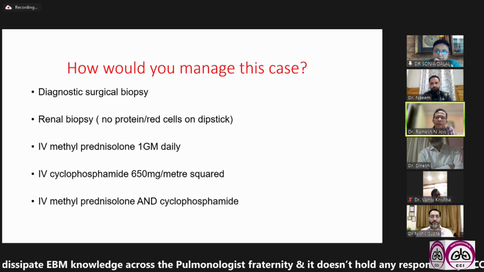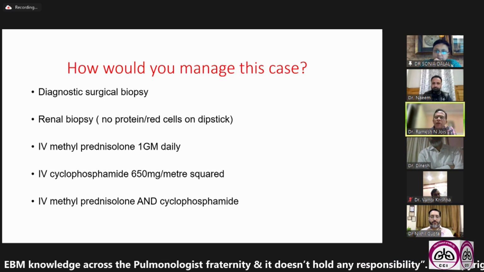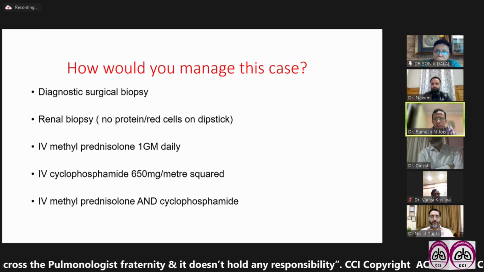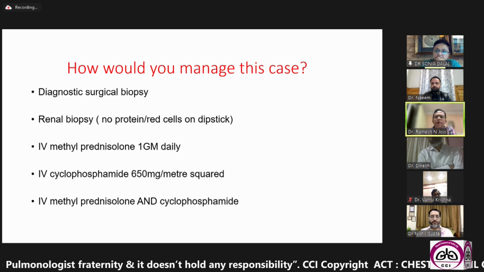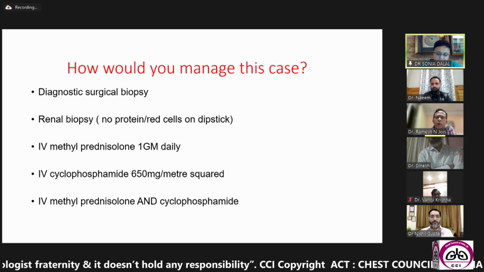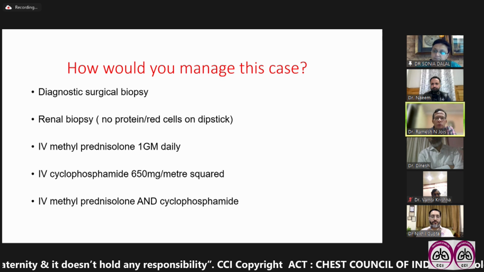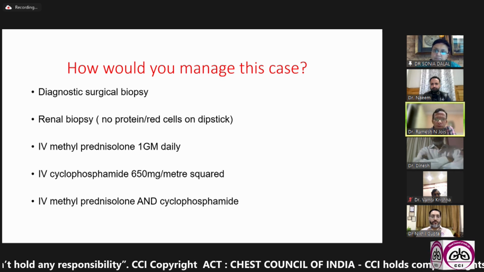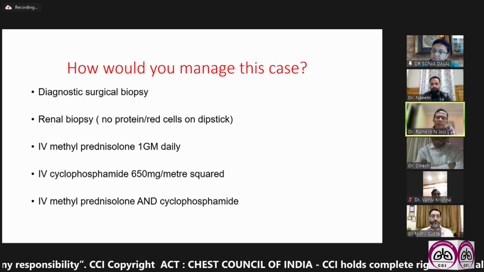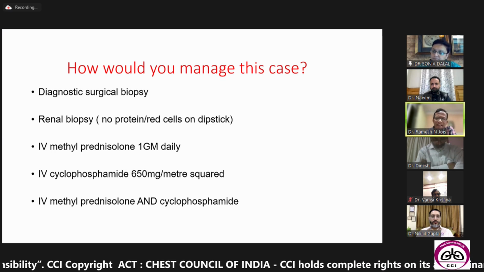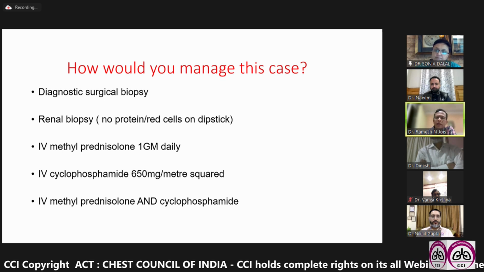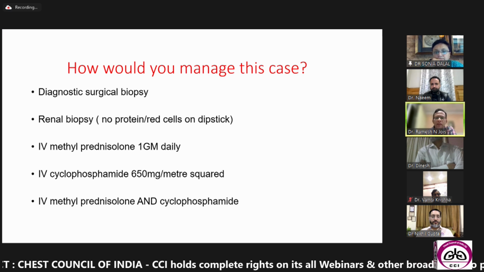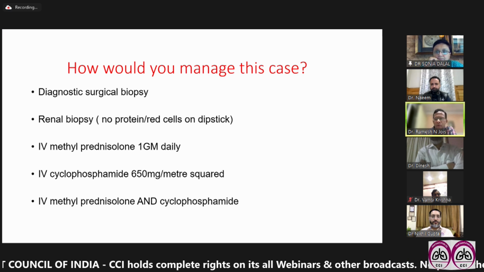So the first aspect is methylprednisolone. Coming to the choice of therapy, whether it is cyclophosphamide or rituximab, the important thing to understand is rituximab is slow to work. Rituximab takes at least 2 weeks to work. So the drug that works immediately, at least within the next 10 days, is cyclophosphamide. So my choice here would be IV methylprednisolone and cyclophosphamide. This would be my choice of therapy as of now.